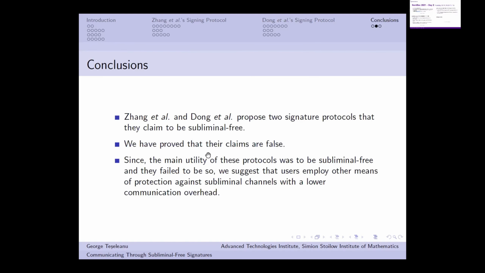Now for some conclusions. We managed to prove that the two previous signing protocols are not actually subliminal-free. We can leak some bits using them. And since the main utility of this protocol was to be subliminal-free signatures, and they failed to be so, we suggest that users employ other means of protection against subliminal channels with a lower communication overhead.